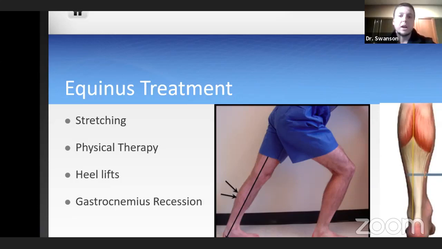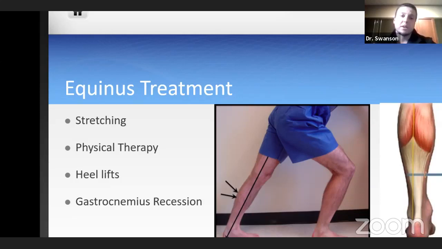A lot of times we can incorporate physical therapy as well. We work really close with our physical therapy department. They do a fantastic job of helping us stretch and utilizing other modalities to help alleviate tightness in the back of our leg and other heel pain etiologies and conditions.